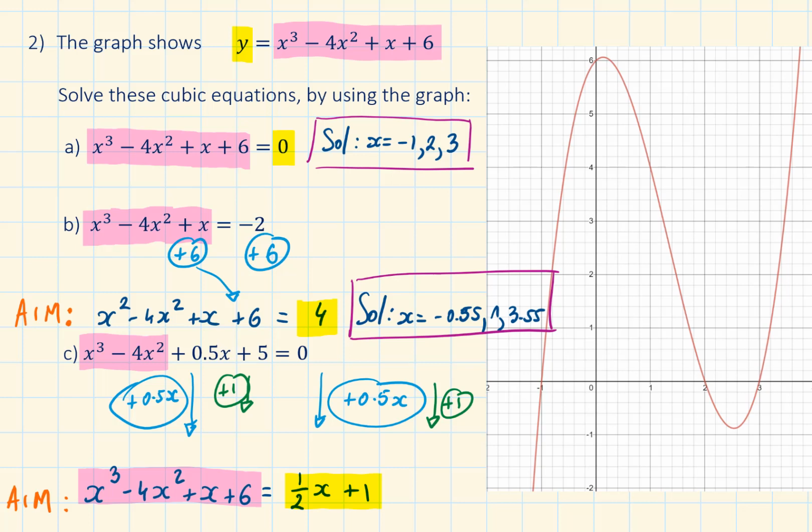Now we must draw a suitable graph on top of the cubic graph and find the points where those two graphs intersect. The y-intercept is 1. We start by plotting that. The gradient is half. We go 1 up and 2 across. Draw a straight line across. We can label our graphs and find the x values of the points where they intersect. This looks like it's very close to minus 1, but it's slightly below it. So I'm going to label this as minus 0.95 approximately. The next point is about 1.5, and the last point is about 3.4.